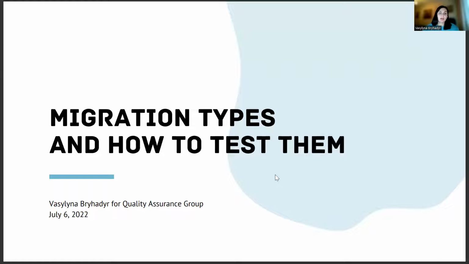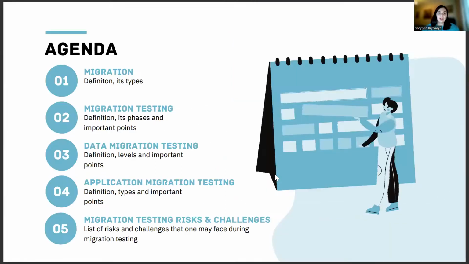Today we are going to talk about different migration types and how, as QA engineers, we can test them. Our agenda for today's webinar will be as follows. First of all, we will talk about the general definition of what migration is and what its types are. Next, we will talk about migration testing, again, its definition, its phases, and some important points and notions that any QA engineer should keep in mind.